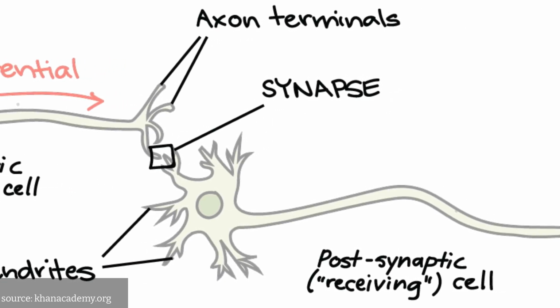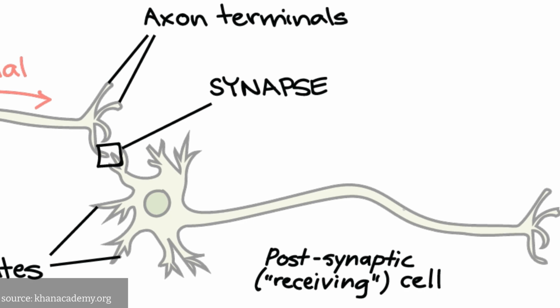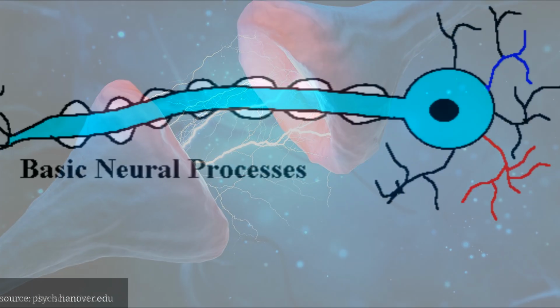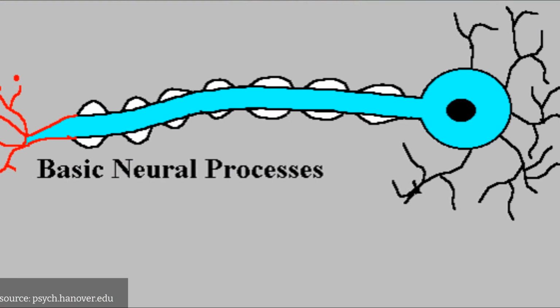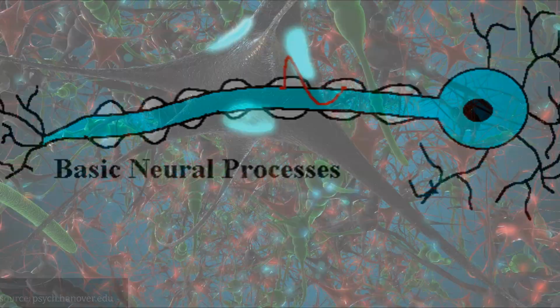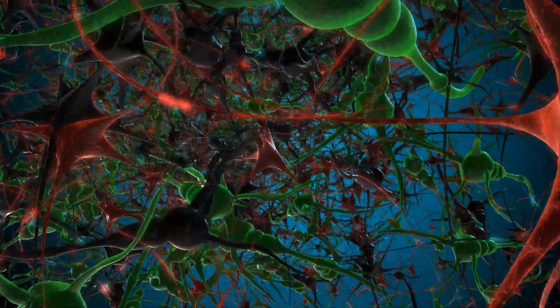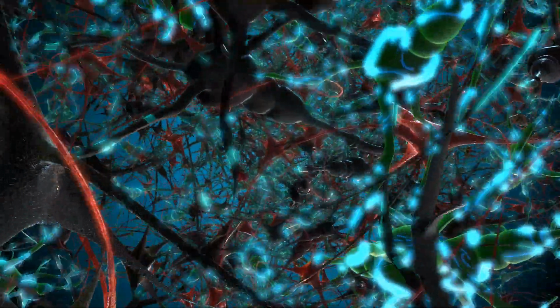These neurotransmitters bind to receptors on the receiving neuron, causing it to produce its own electrical impulse and transmit the signal to other neurons in the network. This process of communication between neurons is known as neural processing. Neural processing is highly complex and involves the integration of information from multiple sources.